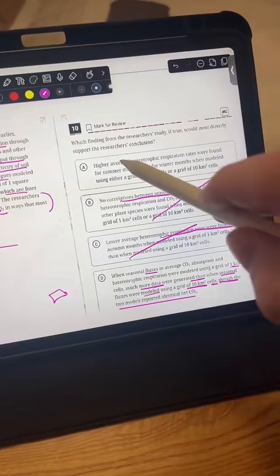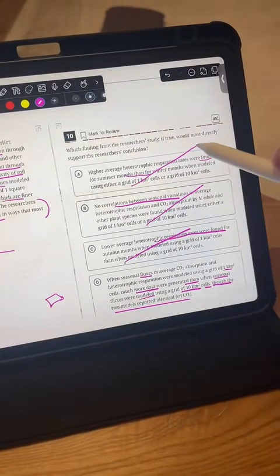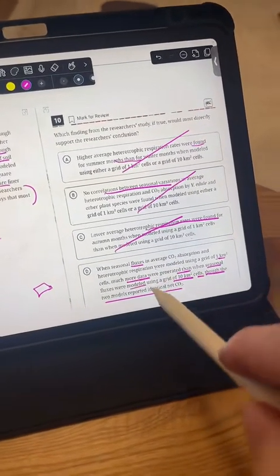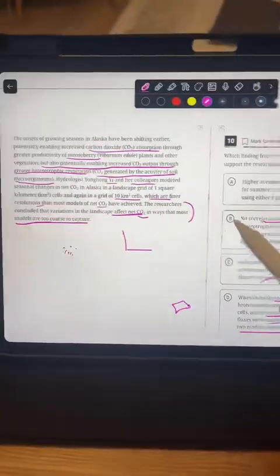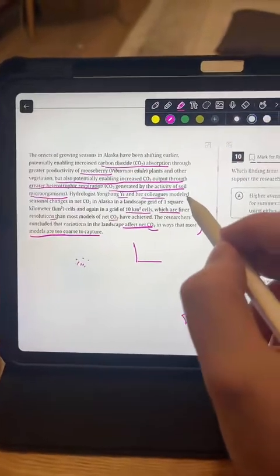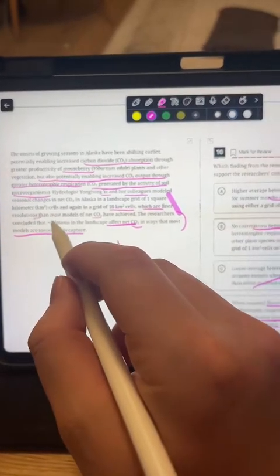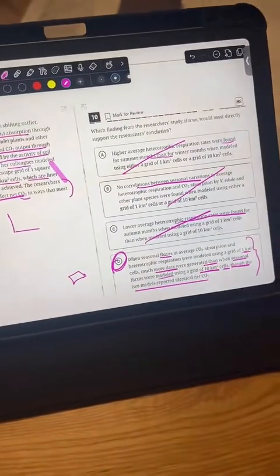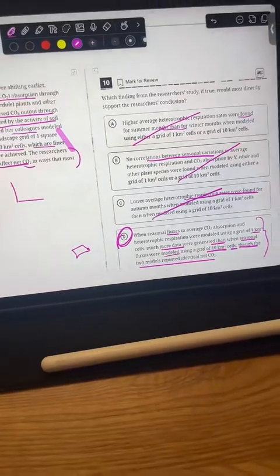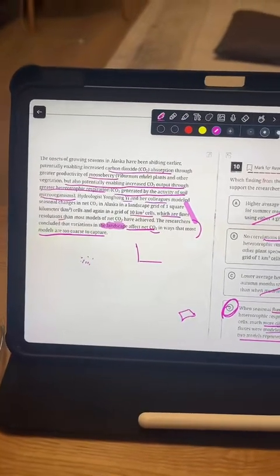This is also gone. Higher average heterotrophic respiration rates were found for summer months. Again, it's comparing the summer and the winter, etc. And was it written there that it is in summer? Not right. The most important thing in here is about the area and the resolution of it, and the landscape, not the temperature or seasons. So A is also gone. Then the answer is D. They tell the fact of the last sentence. Yes, it's factual information. Yes, that's why the answer is D.